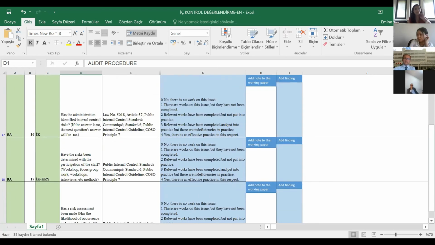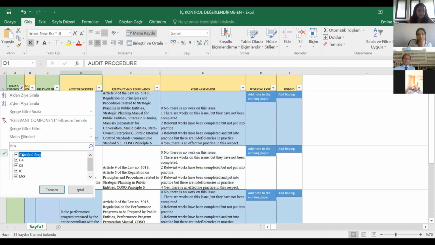Have the risks been determined with the participation of the staff? It is really important, because risk should be identified in a participatory approach. For example, at the TCA, we organized 19 workshops with the participation of almost 400 colleagues from every level, from the top management and other staff. So we have a risk inventory which is broad, and our risks are identified really in a participatory approach.